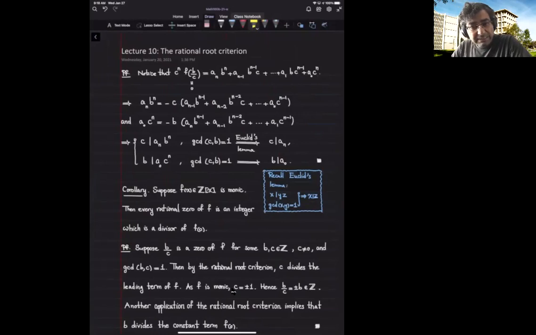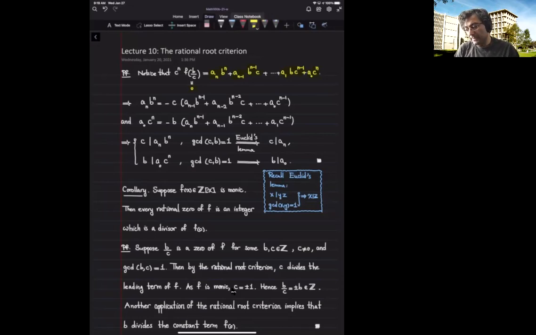We know that f evaluated at B over C is 0. I'm going to clear the denominators, which means I'm going to multiply by C to the power n. As I multiply by C to the n, the first term will end up being the leading coefficient times B to the n. So earlier we had B to the n over C to the n. Now C to the n is cancelled out. The next one would be A sub n minus 1. We had B to the power n minus 1 over C to the power n minus 1. After multiplying by C to the n, a single C remains. The other ones cancel out. And then like that, we end up getting that C to the n times f evaluated at B over C is this expression. And this is supposed to be 0 because B over C is a 0 of this polynomial.